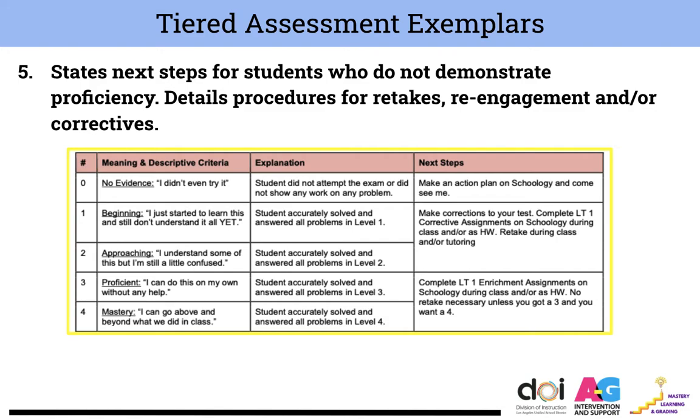If the student scores 0, no evidence, then their next steps include to make an action plan. If the student scores a level 1 or a level 2, the teacher then indicates that corrective assignments will be necessary. These can be done as homework, and there can be opportunities for retakes during class time or tutoring. They also include next steps for those students who scored 3 and above.